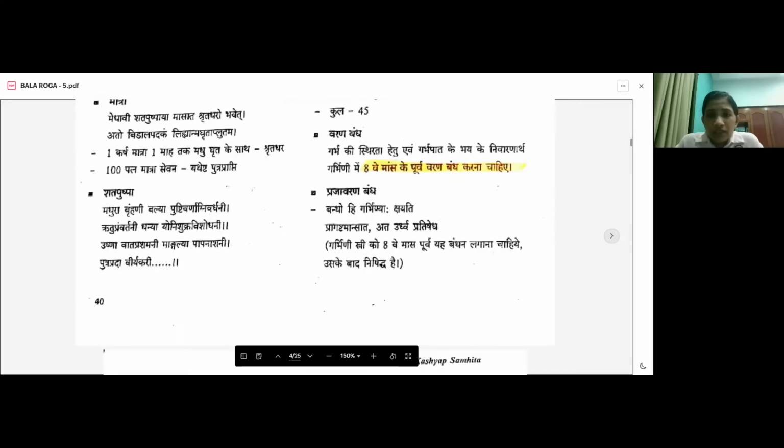Varanabandha, that is गर्भ की स्थिरता हेतु एवं गर्भपात के भय के निवारणार्थम गर्भिणी में 8वें मास से पूर्व वारणबंधन करना चाहिए. So in this type of banding, Varanabandham is advised by the Kashyapa Samhita before the 8th month of the pregnancy. Okay. So remember that point also. 8 months is the time recommended for doing Varanabandham. Okay.